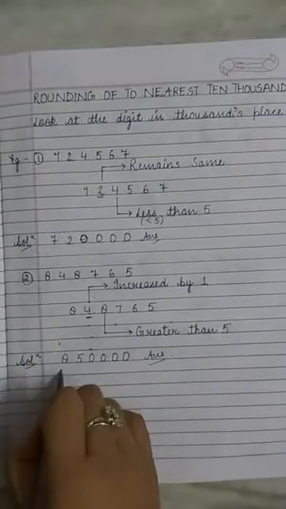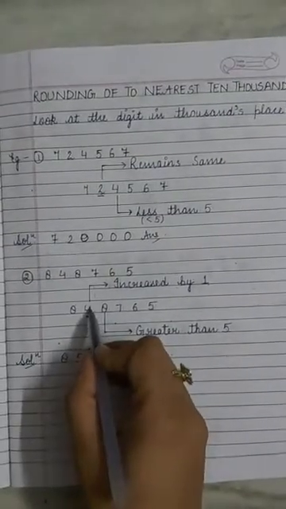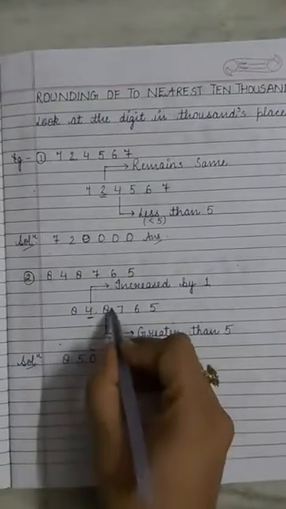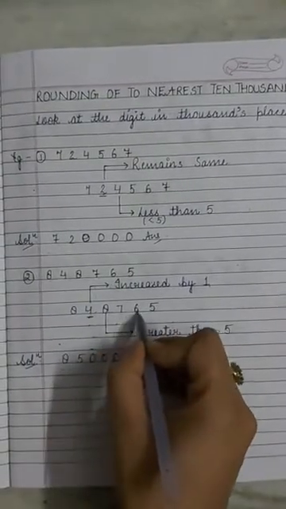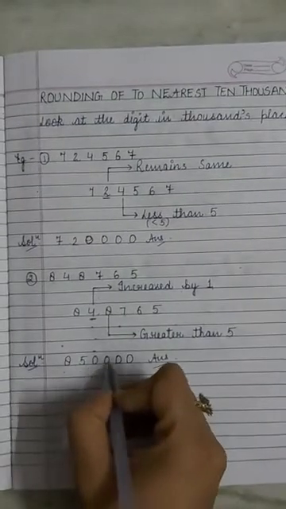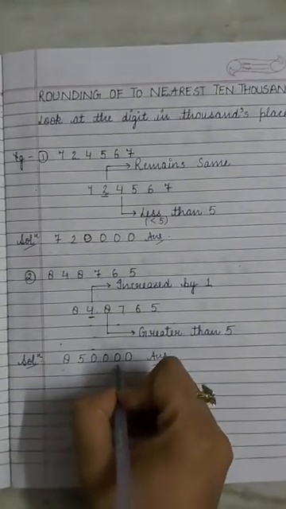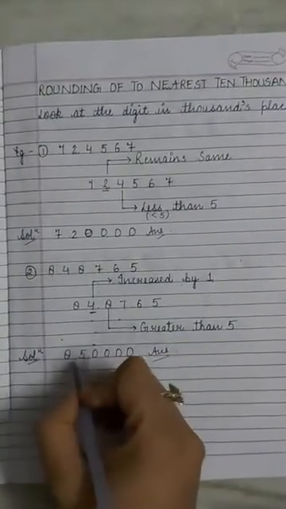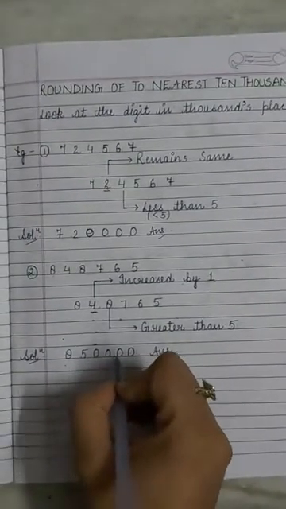So 4 is increased by 1. The 8 we will write as it is. 4 is increased by 1, so 4 will become 5. And we will replace 8, 7, 6, 5 by 0. 8 is replaced by 0, 7 is replaced by 0, 6 is replaced by 0 and 5 is replaced by 0. So the answer is 8500000.